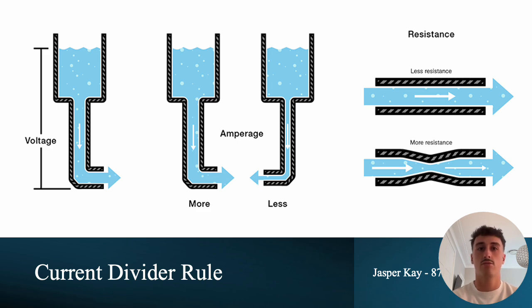Today I'll be explaining one of the most useful ideas in electrical circuits, the current divider rule. This rule helps us predict how current splits between branches in parallel circuits, a fundamental concept in circuit analysis.